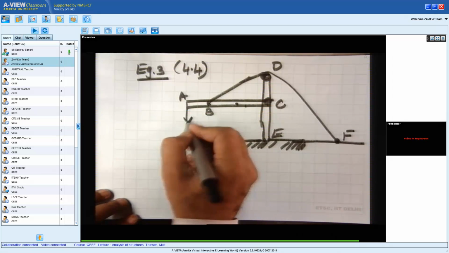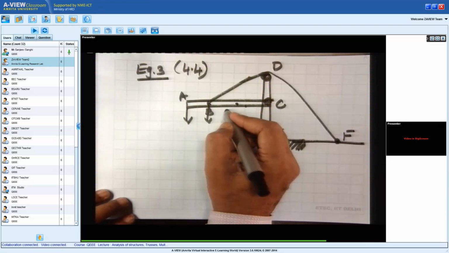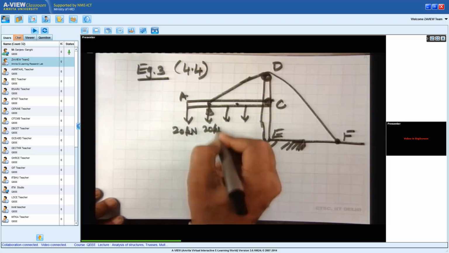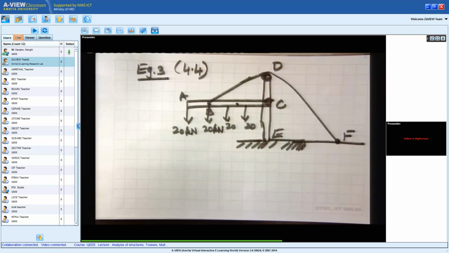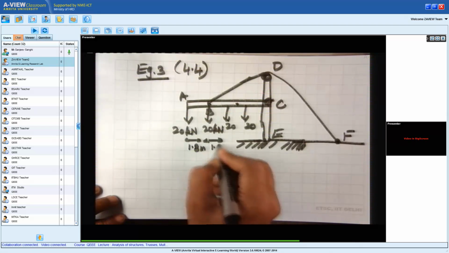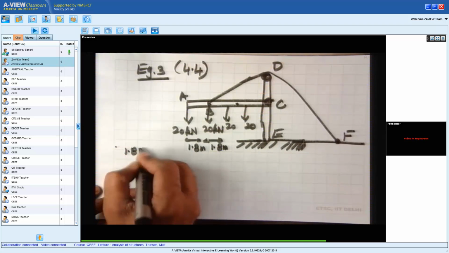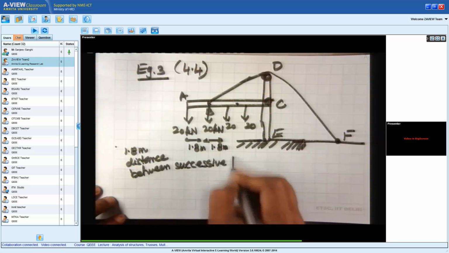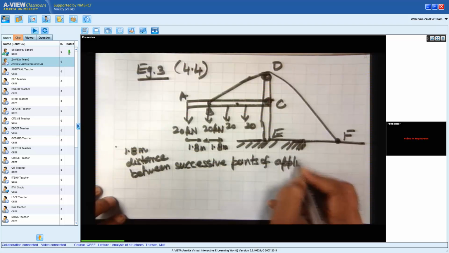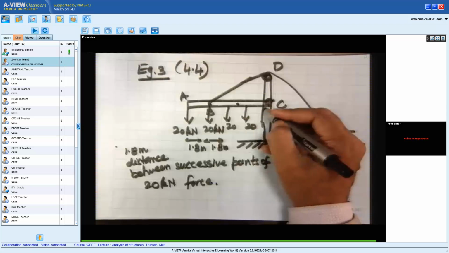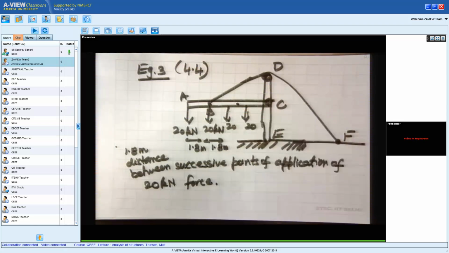And what is given is, at A we have a force, at B there is a force, and then we have a force acting here. Four forces are acting here. All the four forces are 20 kilonewtons each, and each of these is at a distance of 1.8 meters between successive forces. So from here we come to 1.8 meters, this force is applied, another 1.8 meters, the second force is applied, and so on.